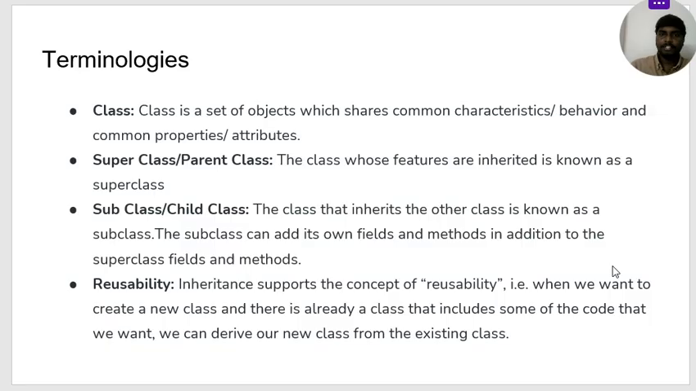What is a class? A class is a set of objects that shares common characteristics of behavior, which have common properties and attributes. What is a superclass? A class whose features are inherited by another class is called a superclass. A subclass is the class which gets inherited, where the methods and the variables from the parent class, or superclass, are inherited. Reusability: we can reuse the components across various classes multiple times by using the extends keyword.